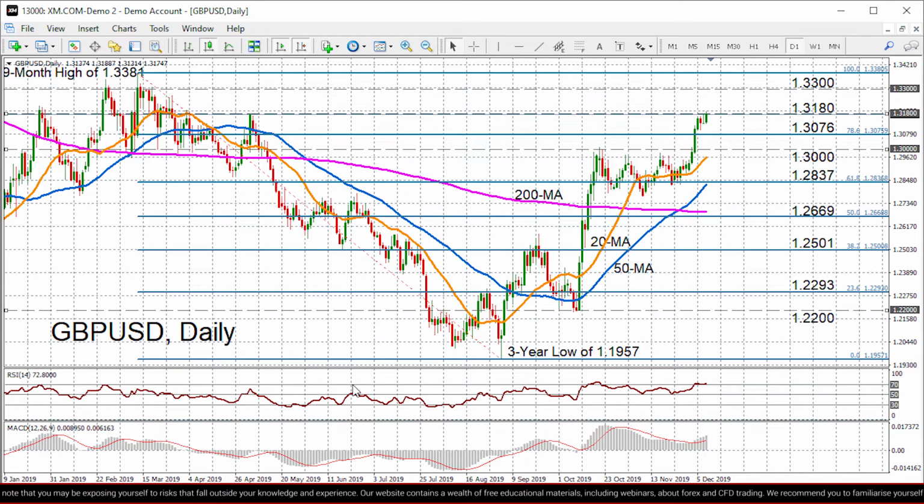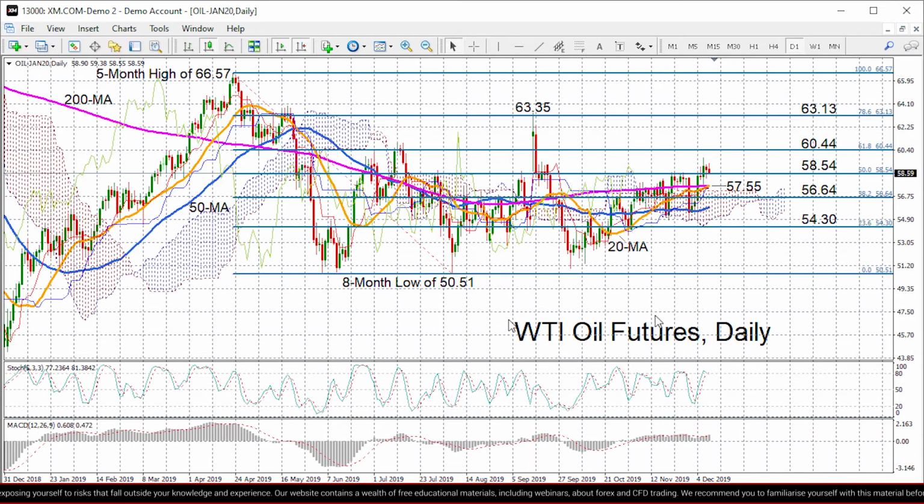And finally, for today, having a look at WTI oil futures. So we do have that uptrend that began in September still intact, but looking at the momentum indicators, they're painting a mixed picture. The MACD is fairly bullish for the short term. Looking at the stochastics, they're pointing to a possible near-term downside correction.